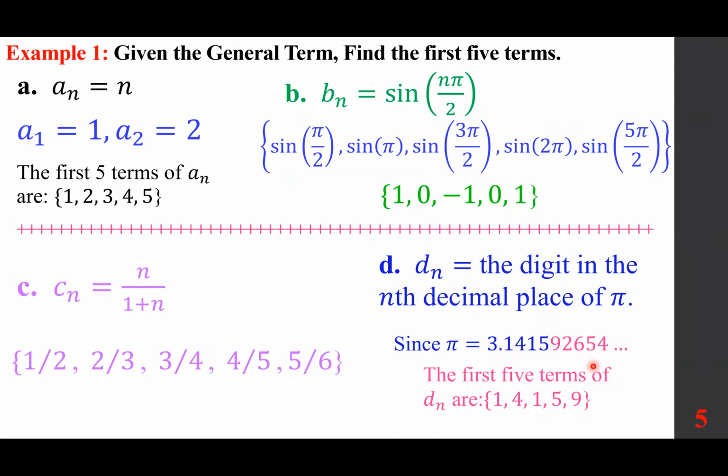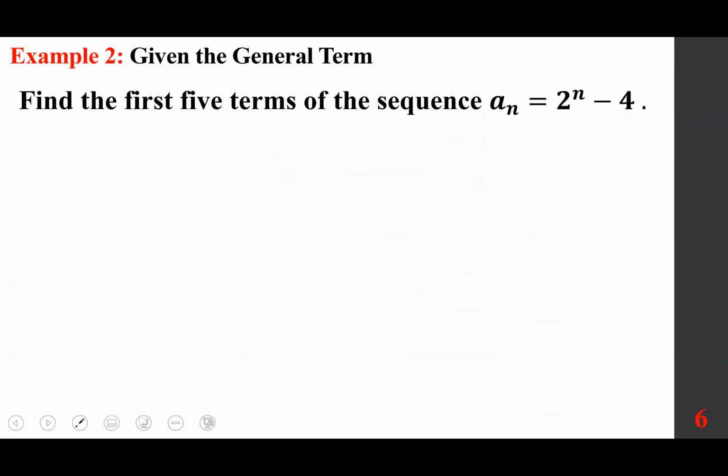All right. The general term of a sequence a sub n equals 2 to the power of n minus 4 is given, and we want to find the first 5 terms. So for example, if I want the first one, I replace the n with 1. So I get a sub 1 is 2 to the power of 1, which is 2, minus 4, and that makes it negative 2.